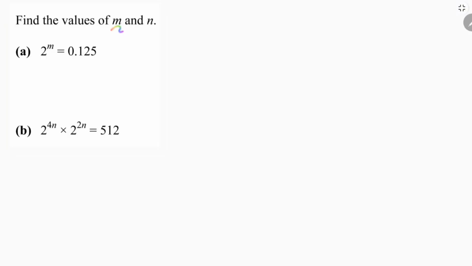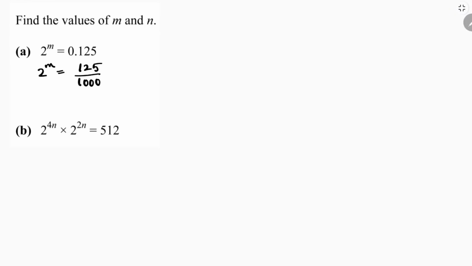Find the values of m and n. Here the first question is 2 power m equals 0.125. So here 2 power m is equal to 0.125. Whenever you get a decimal, first change it into a fraction. So it will be 125 by 1000.